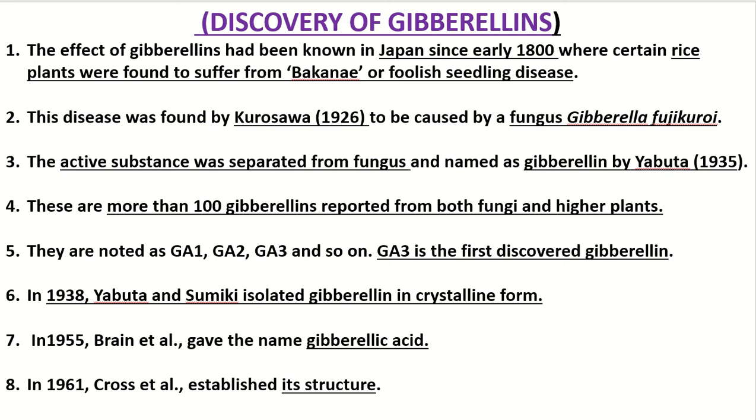and in the year 1955, Brian and some other people gave the name gibberellic acid. And in the year 1961, Cross et al., that means Cross and many people worked together and established the structure of gibberellic acid as you saw before.